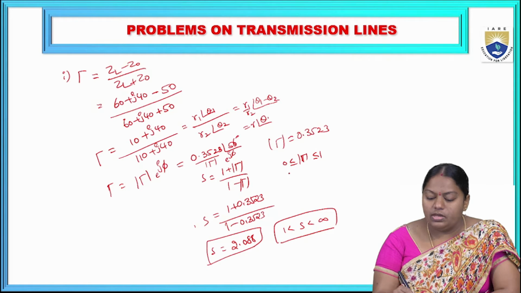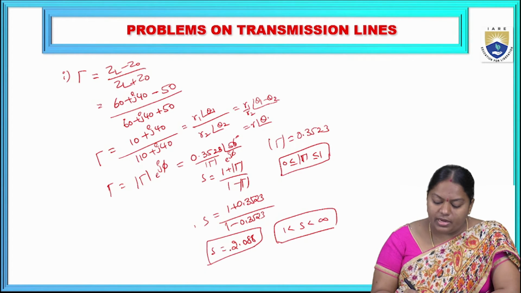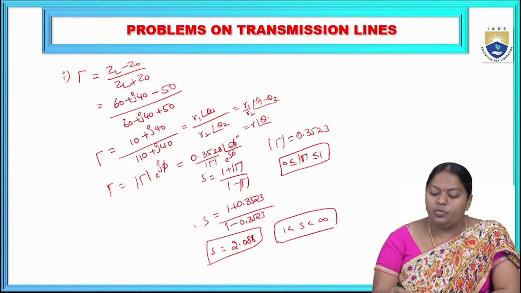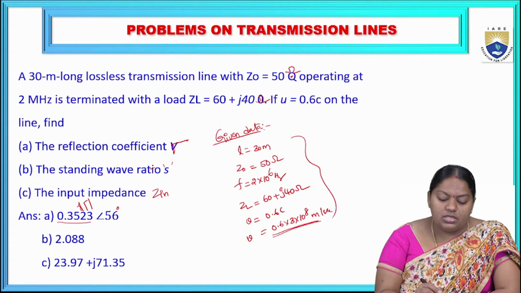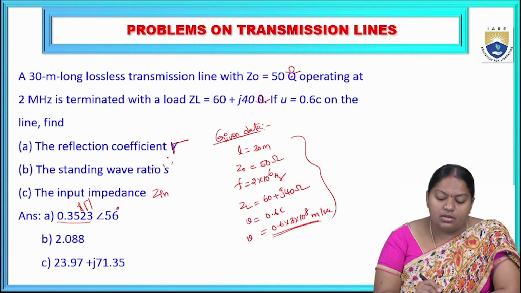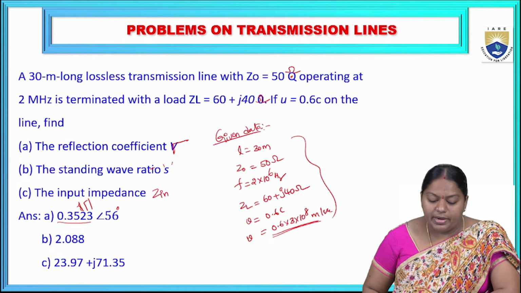So that's why this gamma should always lie between 0 and 1, and the standing wave ratio S lies between 1 and infinity. That's why S is obtained here as 2.088 and the gamma value is 0.3523. Right? So this is the way the reflection coefficient gamma is evaluated, and the standing wave ratio S is evaluated.